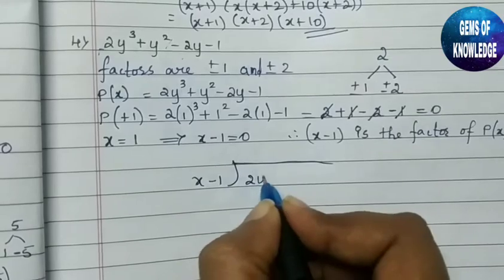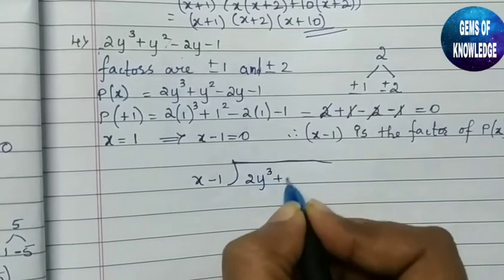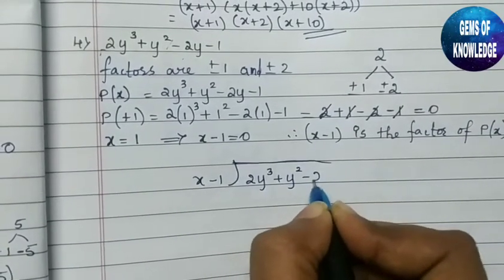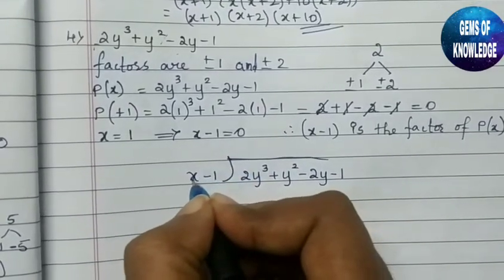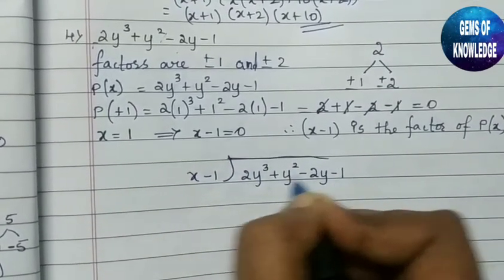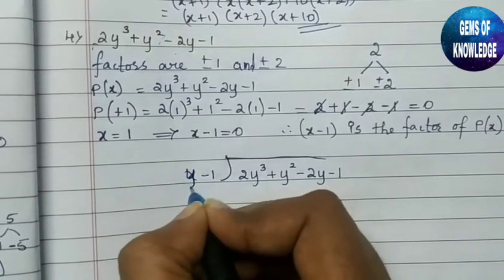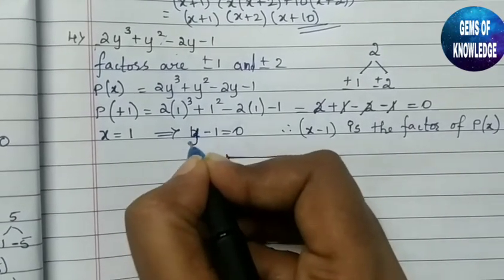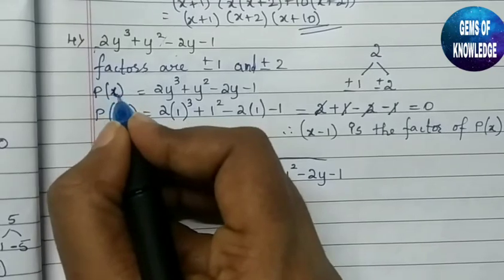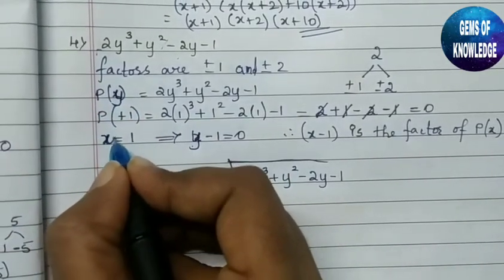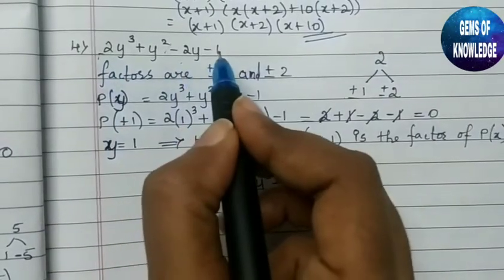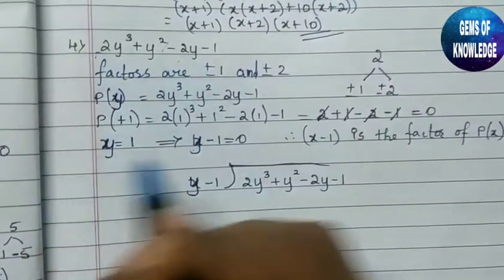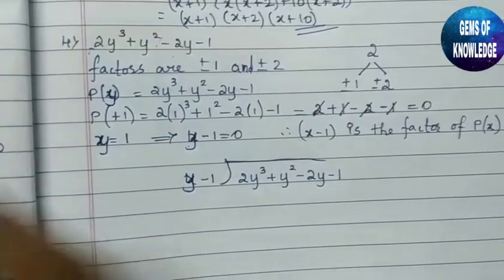Okay, so now I need to do the long division using this x minus 1 and this term, that is 2y cube plus y square minus 2y minus 1. So instead of x over here, since there is no x in this, let me take this x to be y. Okay, instead of this p of y, we will consider this as y. Why y? Just because there is no variable x here. Here everything is y. So I have considered everything to be y.